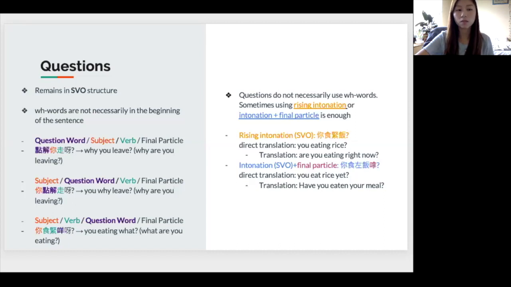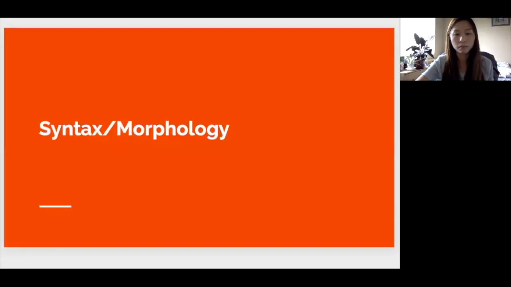In Mandarin, questions also remain in SVO structure, and question words can also be at the beginning, middle, or towards the end of the question. However, since Mandarin uses different semantics from Cantonese, their final particles and intonation in questions are a little different than Cantonese. After you have some basic knowledge on word order and sentence structure in Cantonese, we're going to talk about syntax and morphology.